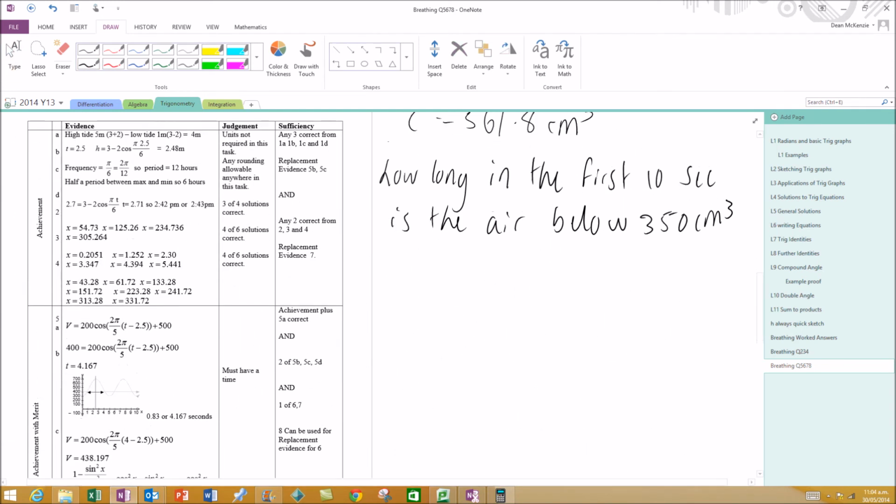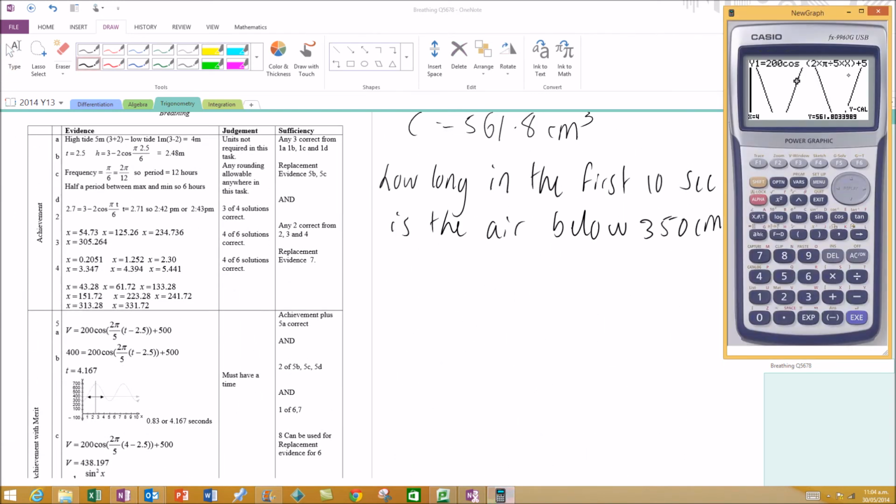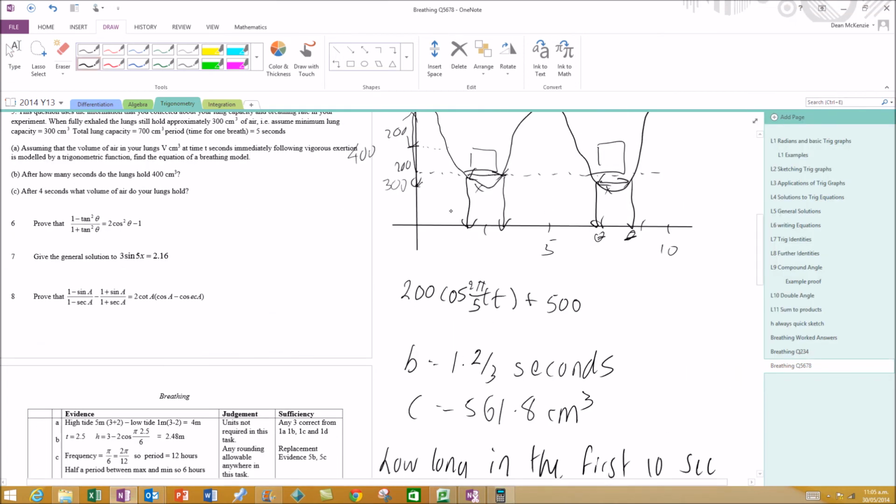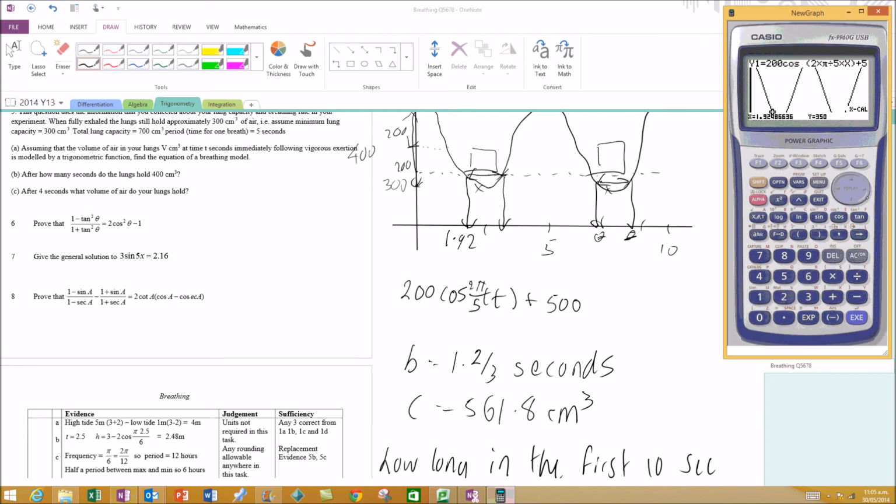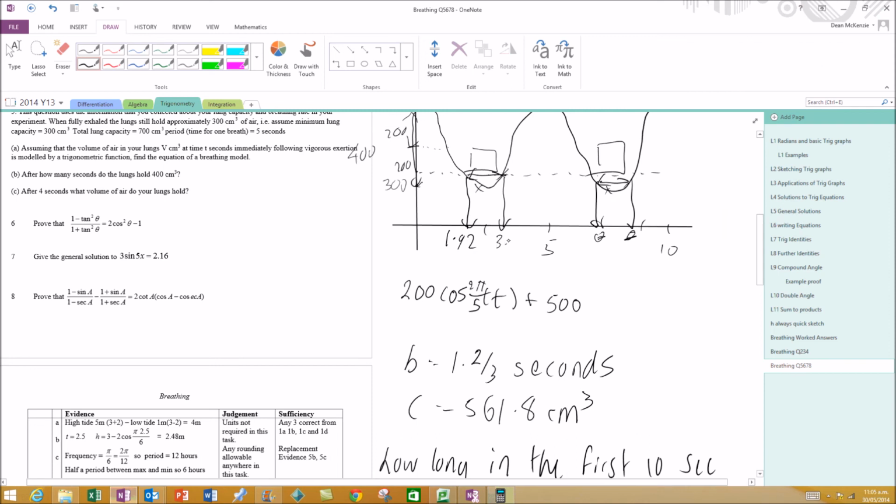So again we go back to our graphics calculator, Shift G solve, and we know what the Y is. We need an X calculation, when Y equals 350. So we put that in, and there's our first one, 1.92. I'd write that down on my graph. Normally you would take 4 decimal places, but just to make it a little bit quicker, I'll only take 2. Then you arrow across to the next one, 3.08.